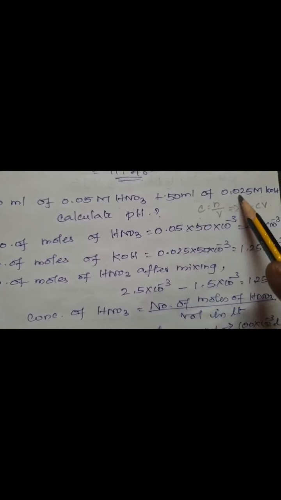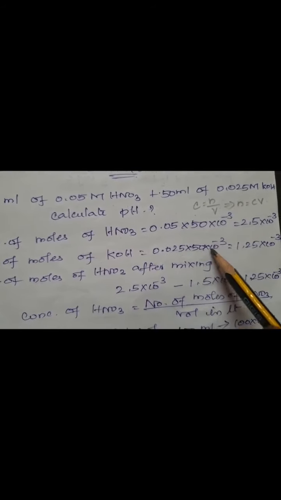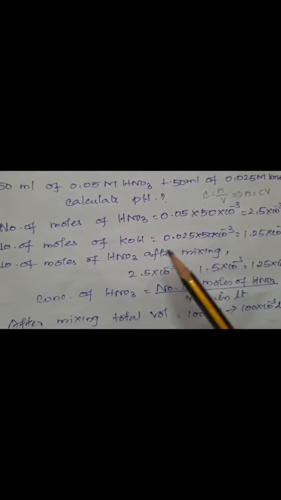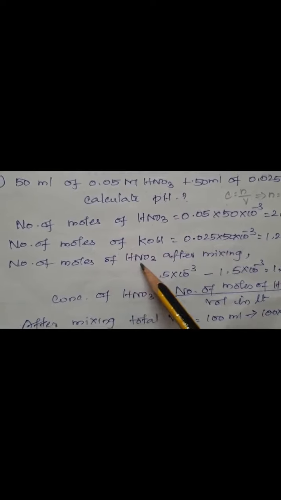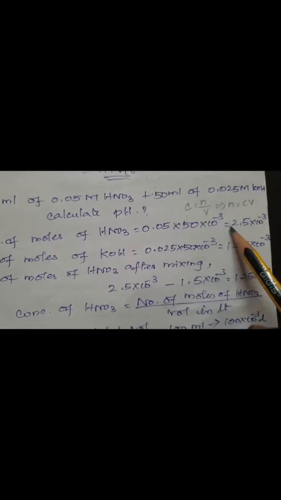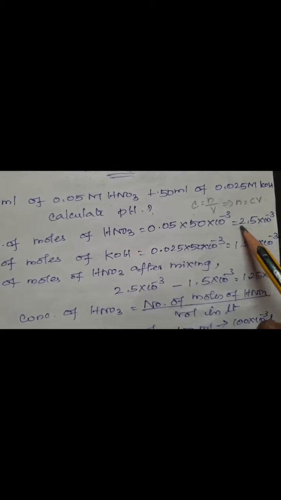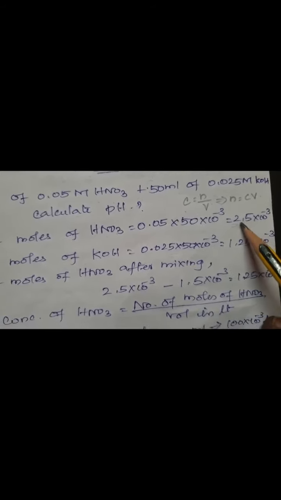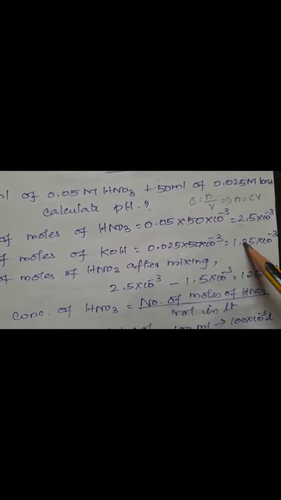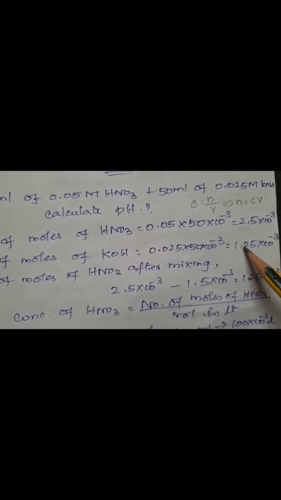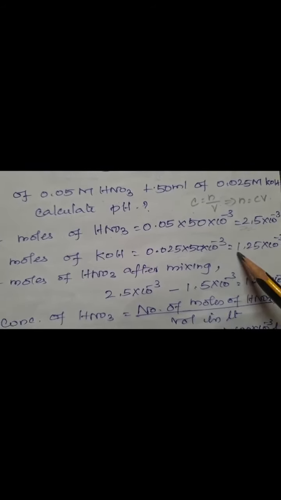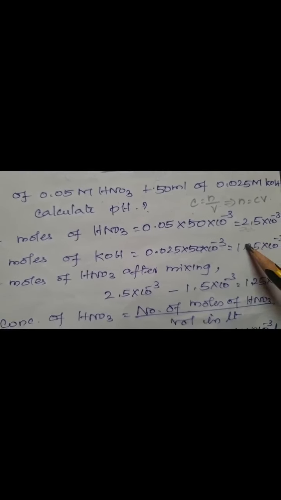The same way, number of moles of potassium hydroxide, the concentration 0.025 into 50 into, in liter, 10 power minus 3. So 1.25 into 10 power minus 3. So by mixing these two, what is the number of moles of HNO3 after mixing? Just compare this number of moles, 2.5 into 10 power minus 3 and 1.25 into 10 power minus 3. You are mixing these two, so after mixing, how much is remaining? This is a neutralization reaction. So how much amount of OH is there, that much H plus is used up or neutralized with this OH.